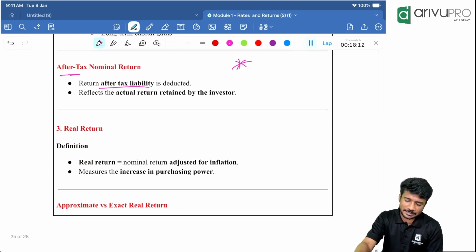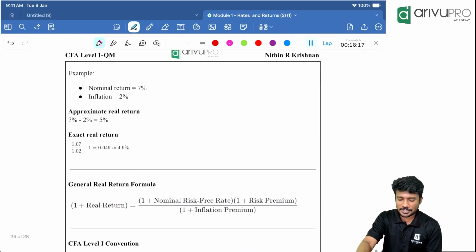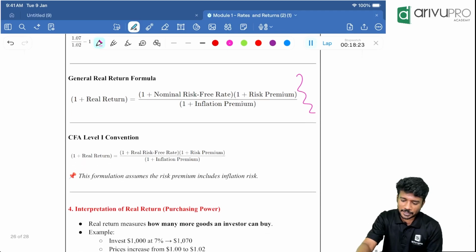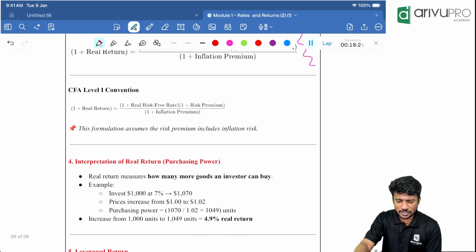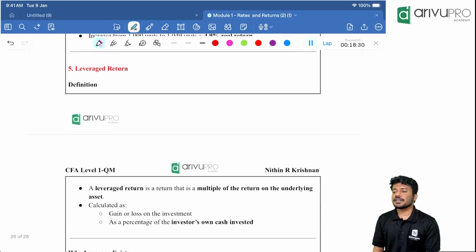Then real return, we already studied this real rate of return, right? Long back. Yes, we have studied this long back. We solved some questions also using this. So I'm not going back to that, because we are considering inflation also in this. Okay. Now the final one, leverage return.